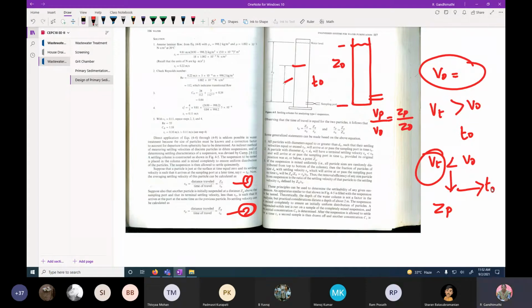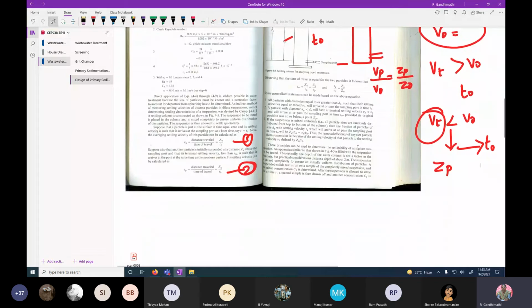If the particles have a velocity less than V0, and it starts from Z0, definitely it will not reach the bottom. Yes or no? Will not reach the bottom. Okay, please understand, it will not reach the bottom.